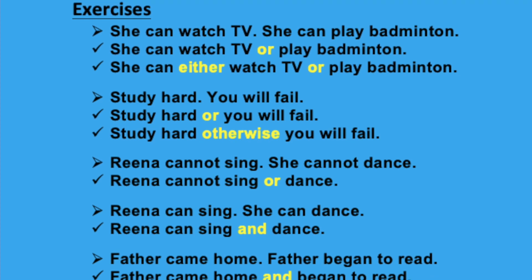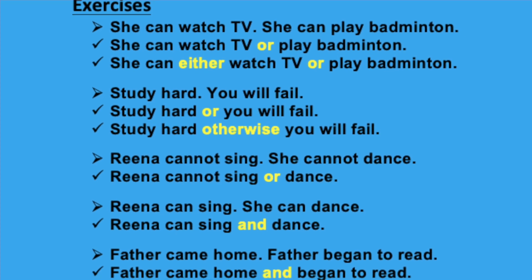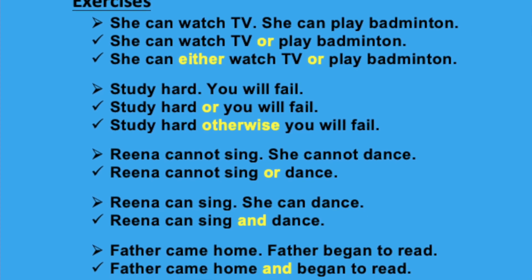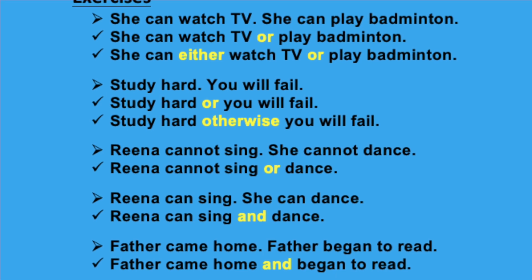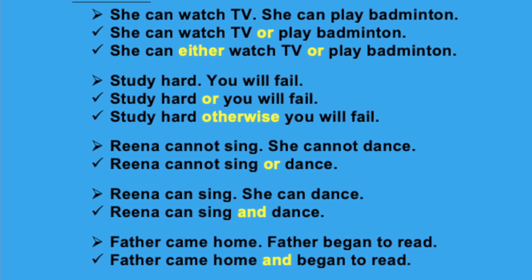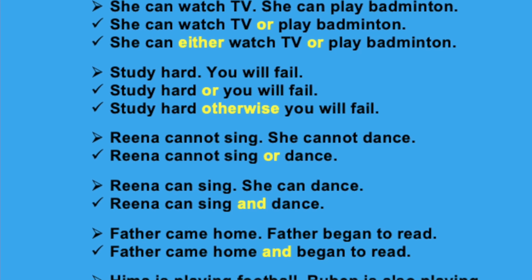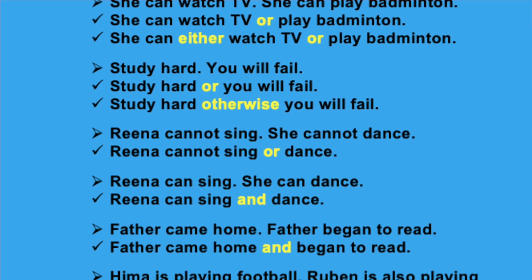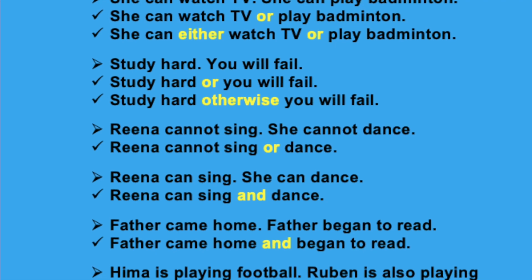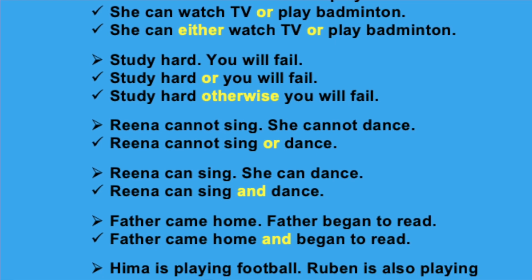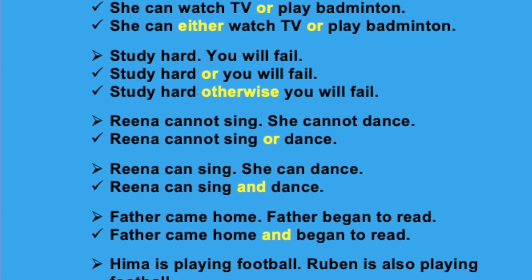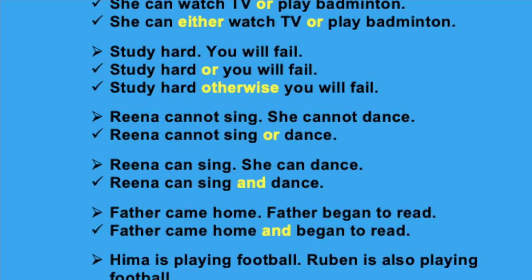Otherwise, you can use either or. She can either watch TV or play badminton. Okay. Then see the next one. Study hard. You will fail. Here we can use or, otherwise. Or and otherwise are used to show consequences. So we can use or here: study hard or you will fail, or study hard, otherwise you will fail.